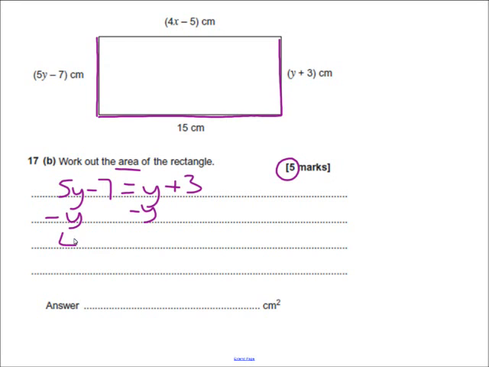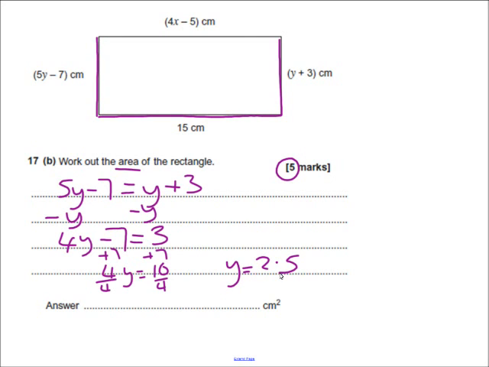And it leaves you with 4y minus 7 on this side, and the two y's here have cancelled out, leaving 3 on this side. And that should now look very, very familiar to you. It's a two-step equation. So we add 7 on both sides, leaving 4y equals 10. And then when I divide both sides by 4, do this on your calculator if you're not sure, you end up with 2.5 centimeters as the length for y.